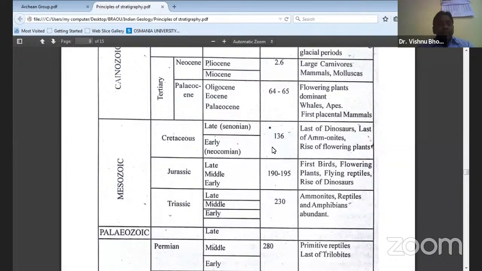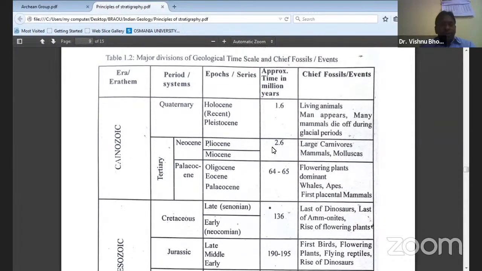Mesozoic means medieval, and the Mesozoic is divided into three parts. The first one is the Triassic, second one is the Jurassic, third one is the Cretaceous, and now we have seen the Triassic. Next, coming to the Jurassic. Jurassic is also divided into three epochs or series. The age is approximately recorded as 192 to 195 million years, and first birds originated, and flowering plants, flying reptiles, and the rise of dinosaurs.